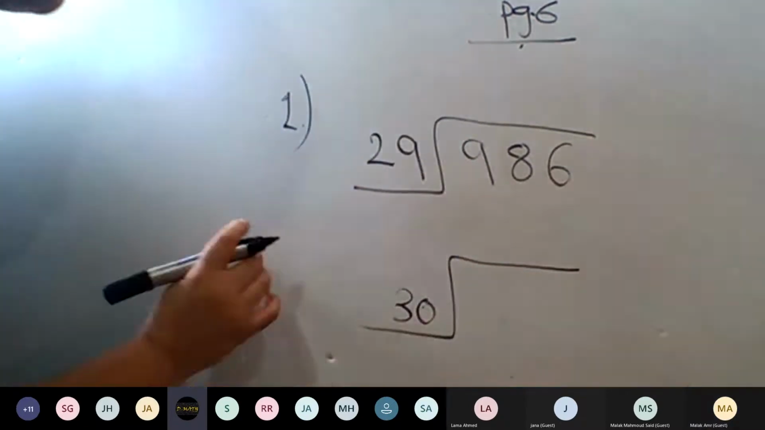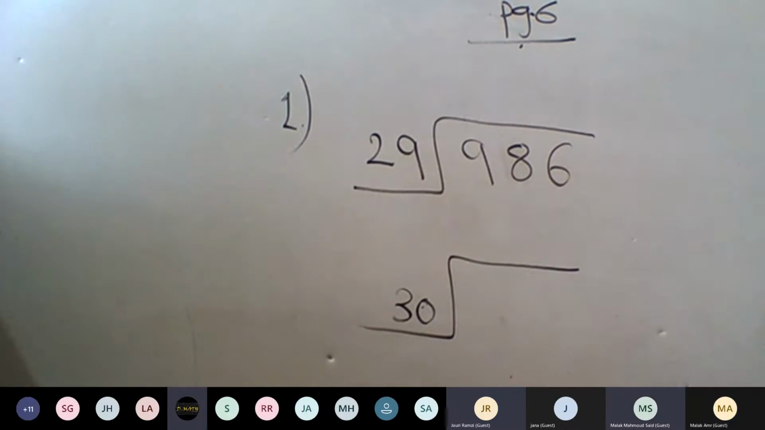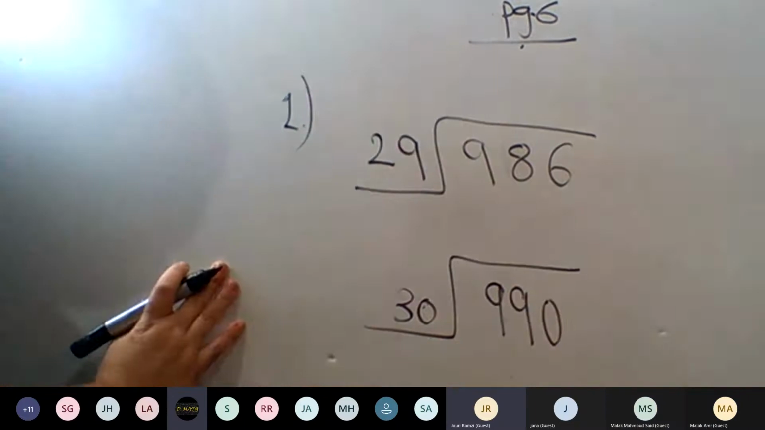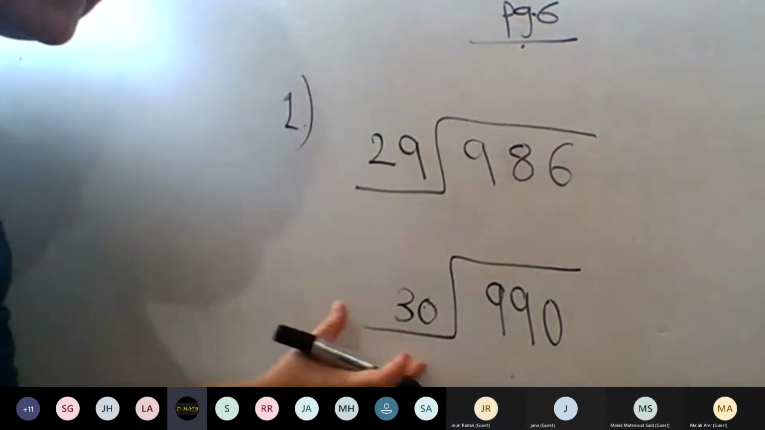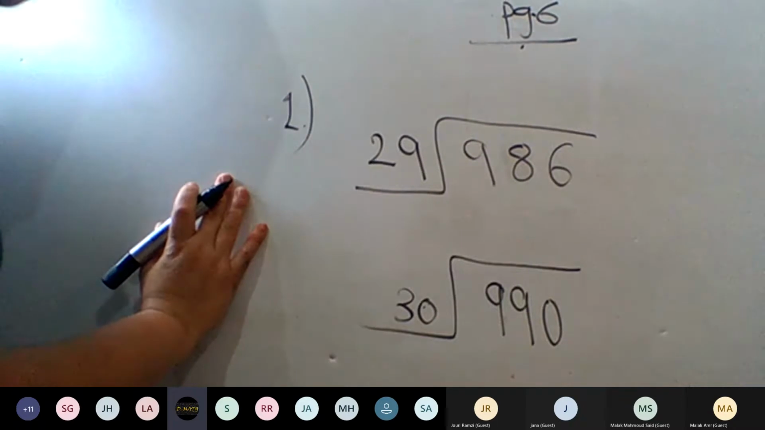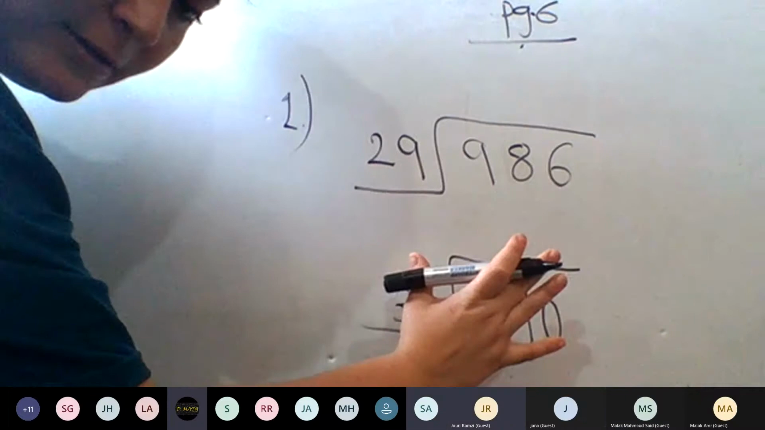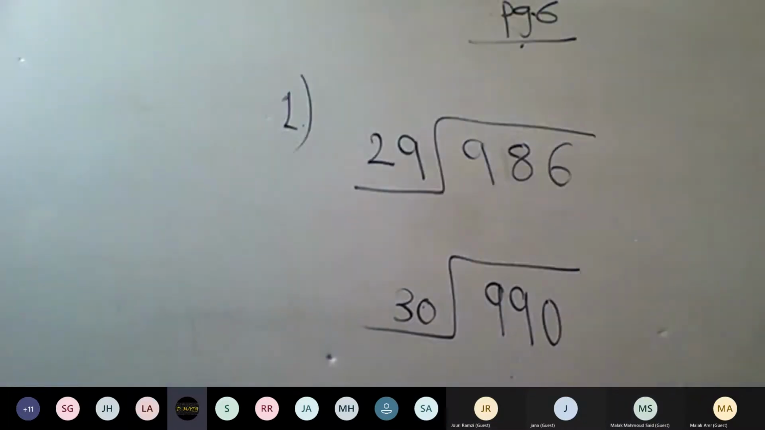950? No. 1000? 990 can be divided by 30 and is closest to 986. Now, for this first step, is it clear? Yes, it's clear. Okay.